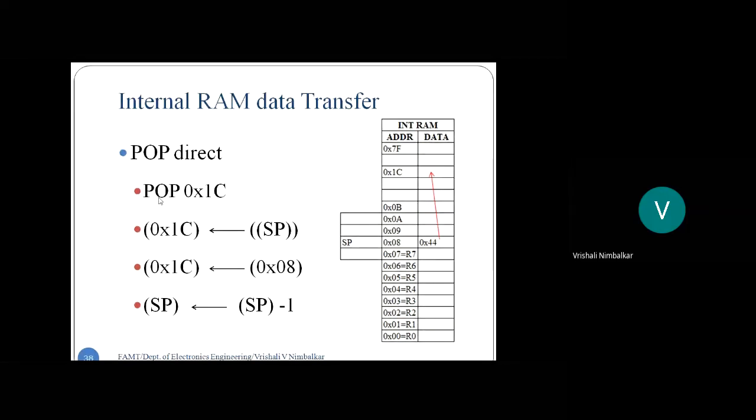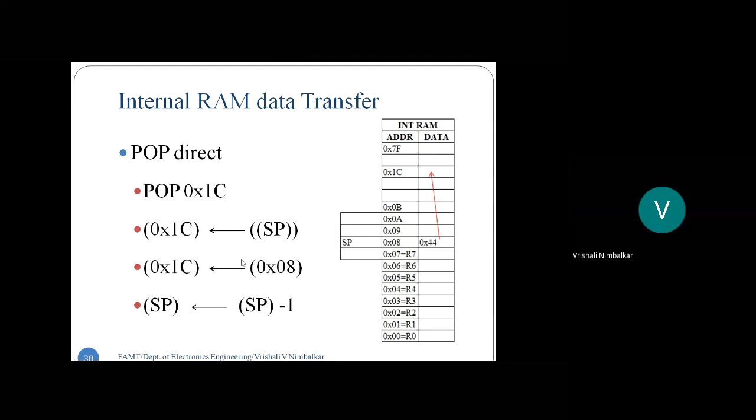For example, pop 1C hex. So data from the stack is to be stored at the memory address 1C hex. And remember, these addresses are only the internal RAM addresses, not any other. So these addresses should be from 00 to 7F only. Right. So pop reads the data from the stack and saves it at this address. Wherever the stack pointer is pointing, the data pointed to by the stack pointer is picked up and stored at the memory address mentioned in the instruction.